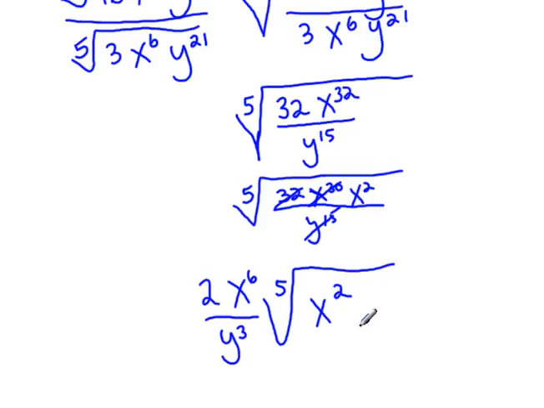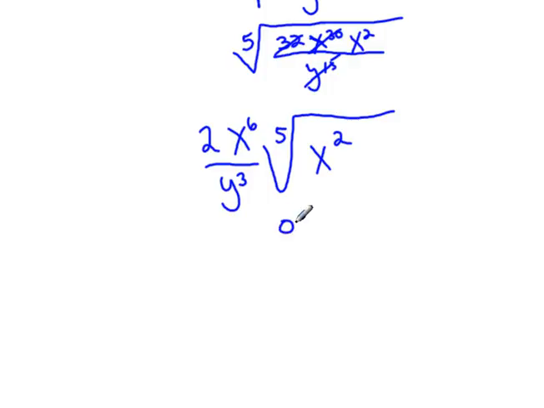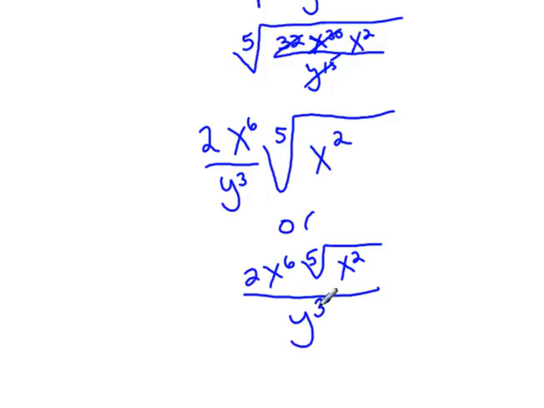I could also write that, let's extend one more time, as 2x to the 6th times the fifth root of x squared over y cubed. Either one of those is an acceptable answer.